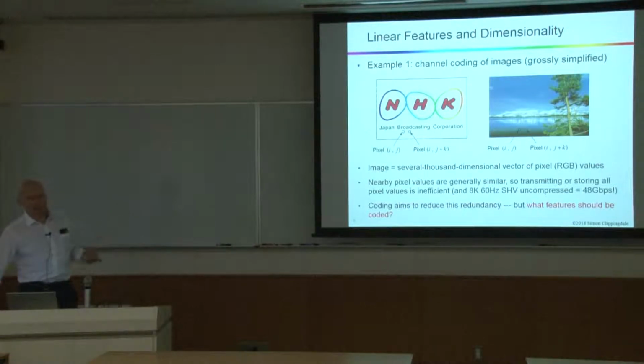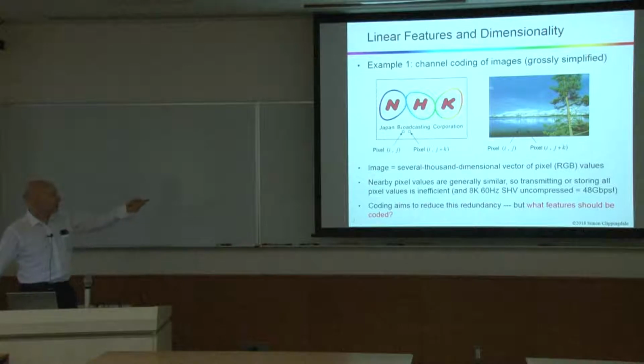So here are two images, one's artificial and one's natural. There are several thousand pixels in each of these images, and usually we treat them as a single vector with all these pixel values stacked up in kind of raster scan order. So the thing about images is that when you're trying to code them, one of the things you're trying to do is reduce redundancy between pixels.